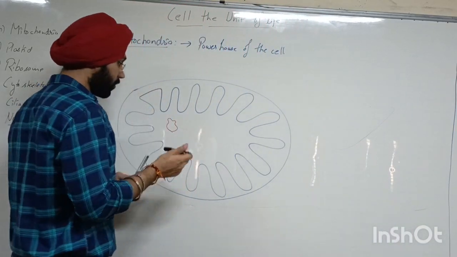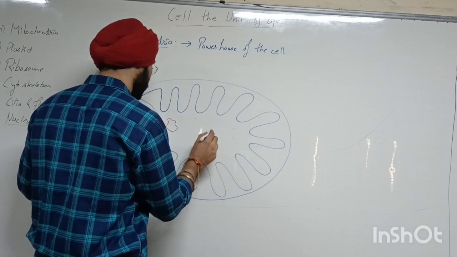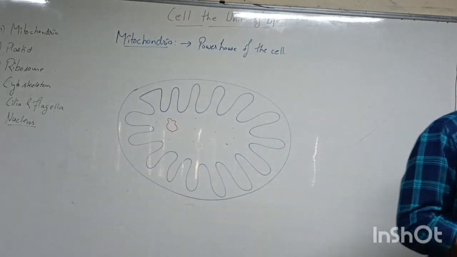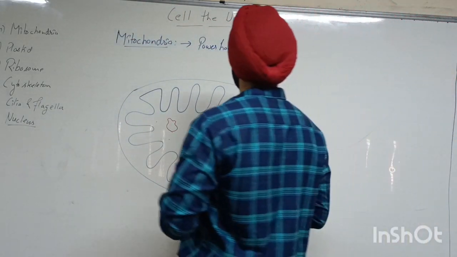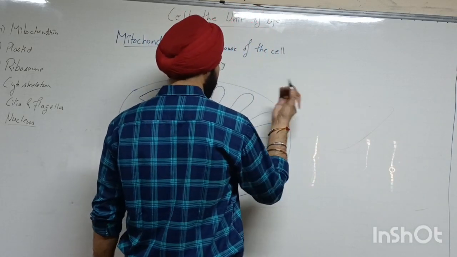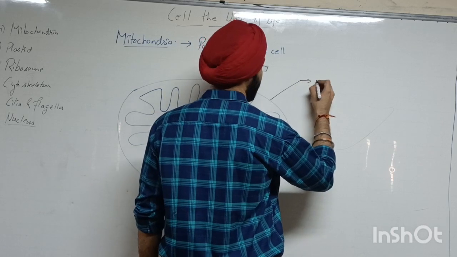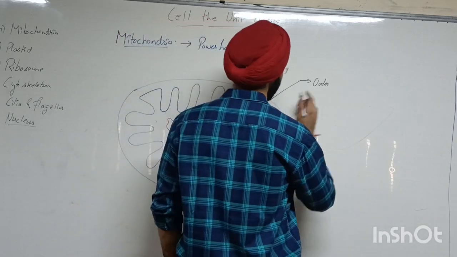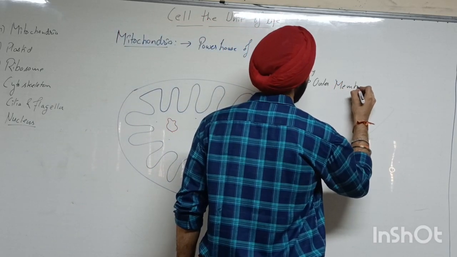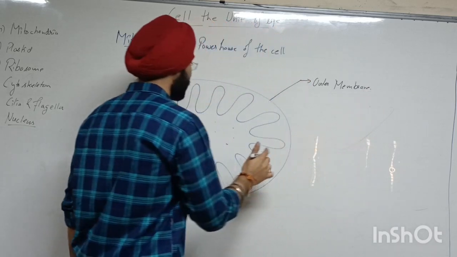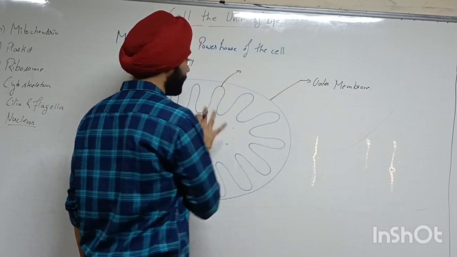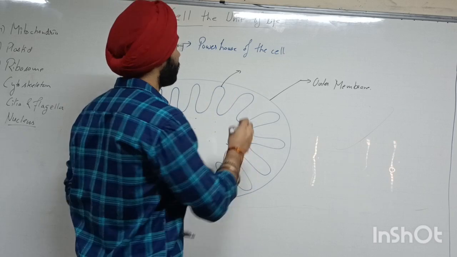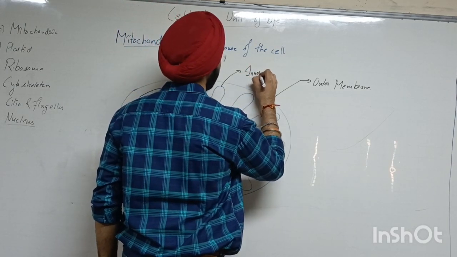So here we are. Let's draw some ribosomes. These dots are ribosomes. Let's write the headings. This outer one is the outer membrane, because it is outside the mitochondria. And this wavy appearance is also a membrane, but it lies beneath the outer membrane, so that is why it is called the inner membrane.